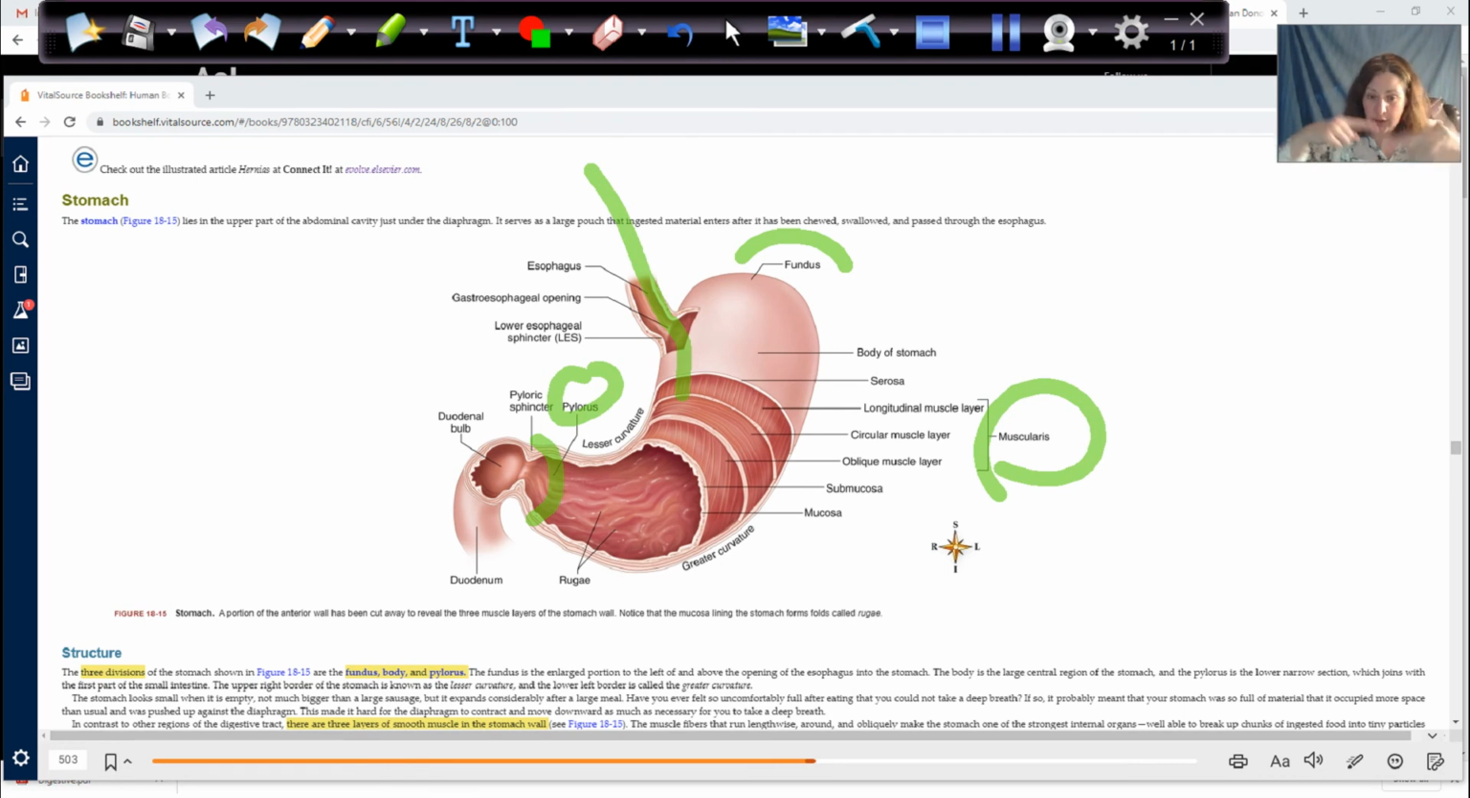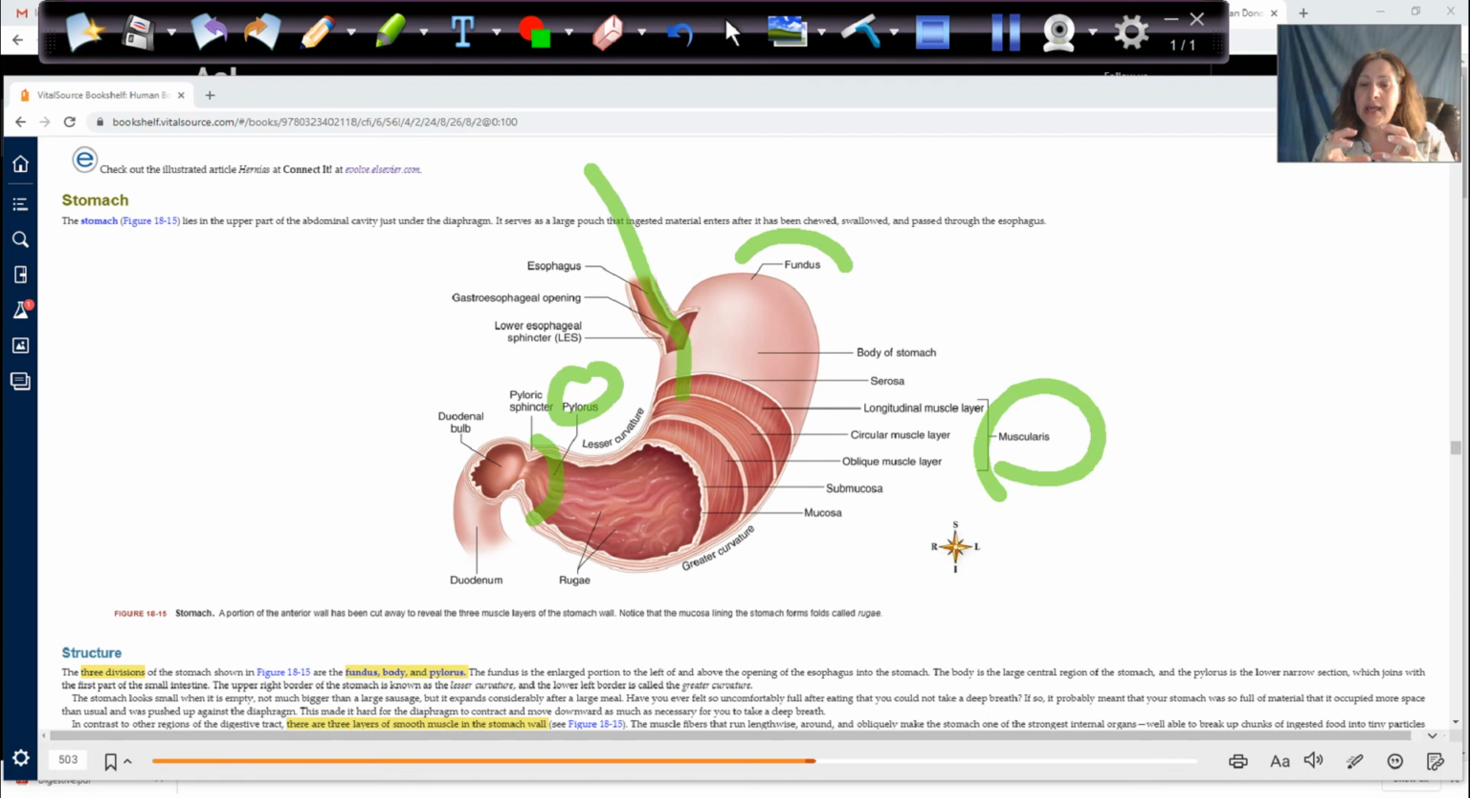the food, and that's part of the mechanical digestion. So the mechanical digestion started with our teeth chewing, and now here in our stomach it's churning. Okay, that's the second part of the mechanical digestion. Those are the only 2. There's only 2 kinds of mechanical.